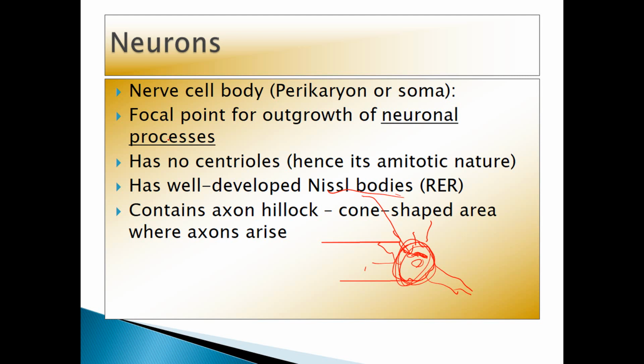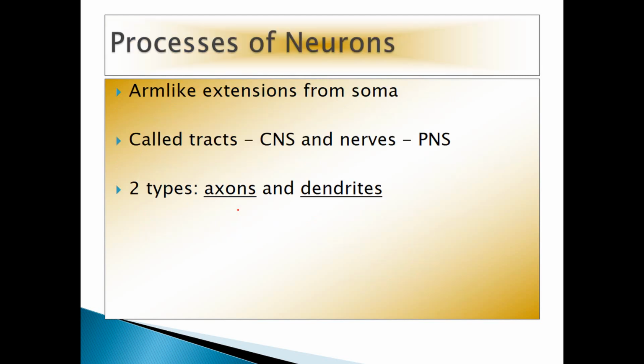This is underlined, which just means that's the next thing that we're going to talk about. It has no centrioles in here, right? It's amitotic. It can't go through the cell cycle. And the rough ER are called Nissl bodies. There's going to be this triangular region where axons arise. This region right here is called an axon hillock. And I'll show you this axon hillock again in an image.